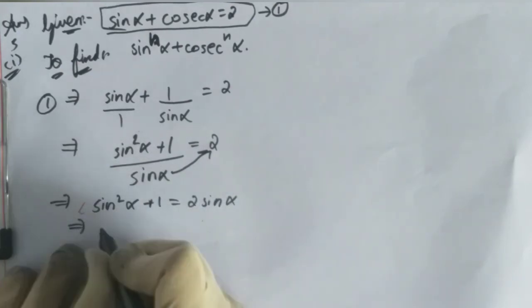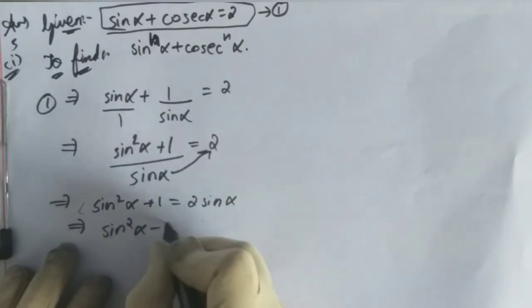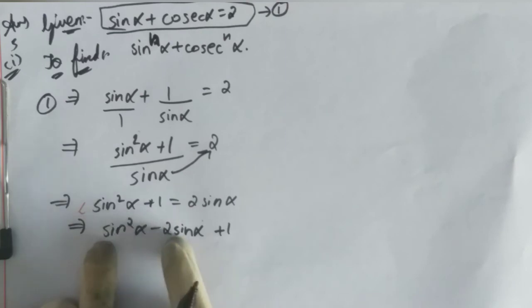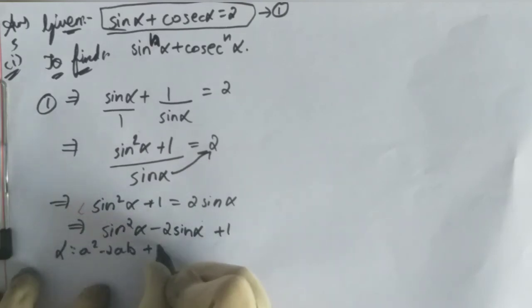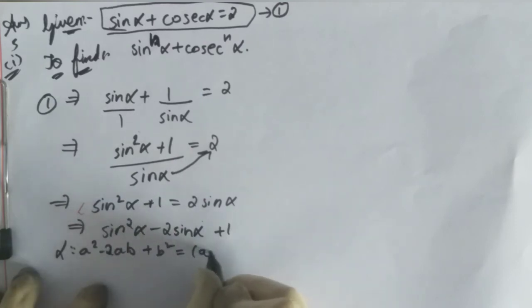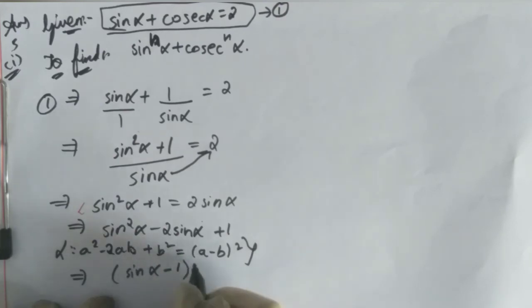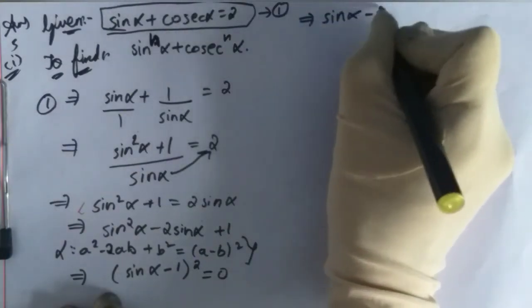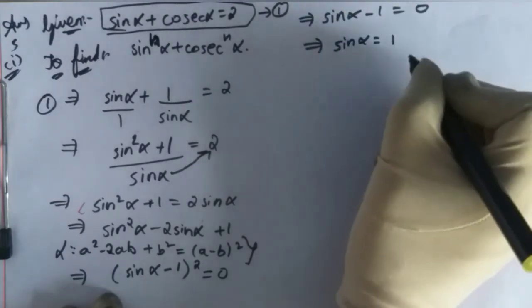Now I will send this plus 2 sin alpha to this side. If plus 2 sin alpha comes to the LHS, it becomes minus 2 sin alpha, and already I have plus 1. Observe this closely. It is in the form of a square minus 2ab plus b square, where a is sin alpha and b is 1. A square minus 2ab plus b square is a minus b whole square. So sin alpha minus 1 whole square is equal to 0. Removing the square, sin alpha minus 1 is equal to 0, so we have sin alpha equal to plus 1, because minus 1 if it goes outside becomes plus 1.